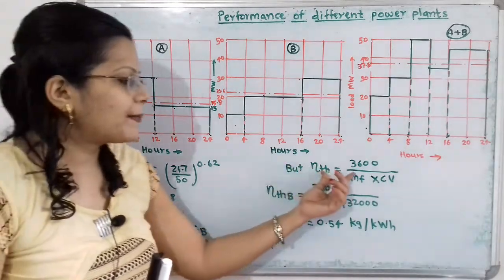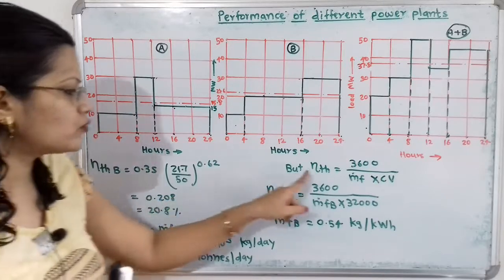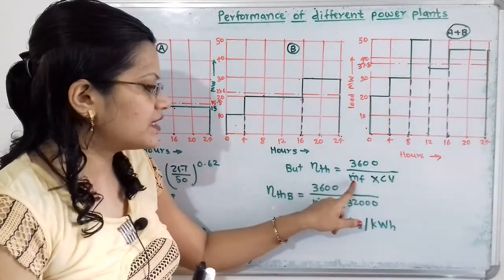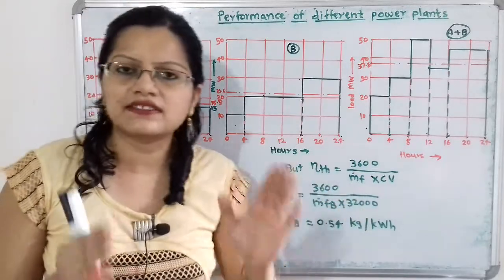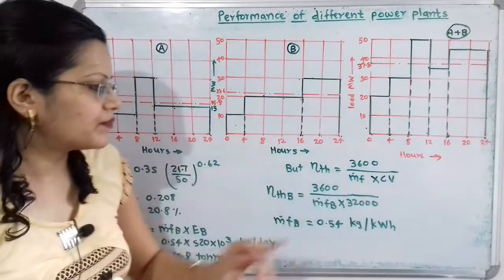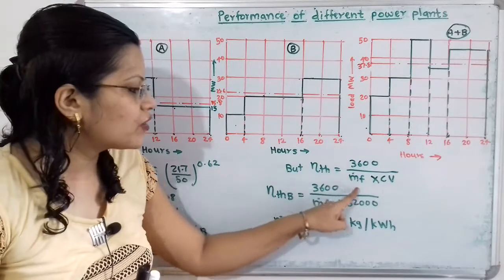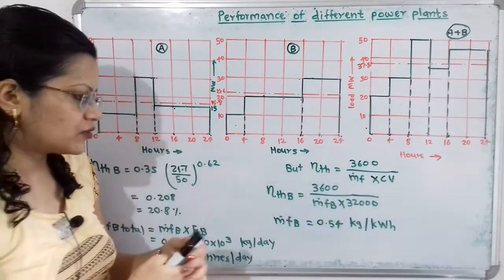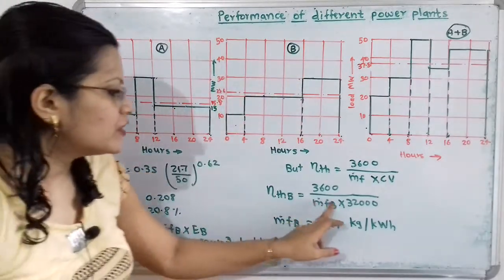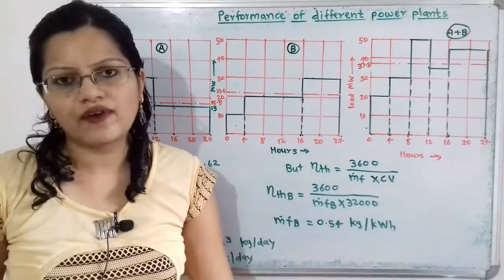Now we will apply the other formula. So this is the thermal efficiency, that is 0.208. We will write here, which is equal to 3600 divided by m dot f, that is the amount of fuel supplied per unit time, multiplied by CV, that is calorific value. So here only one unknown term, that is m dot f. So here m dot fb, because we are going to calculate for this b. So m dot fb is equal to 0.54 kilogram per kilowatt hour.